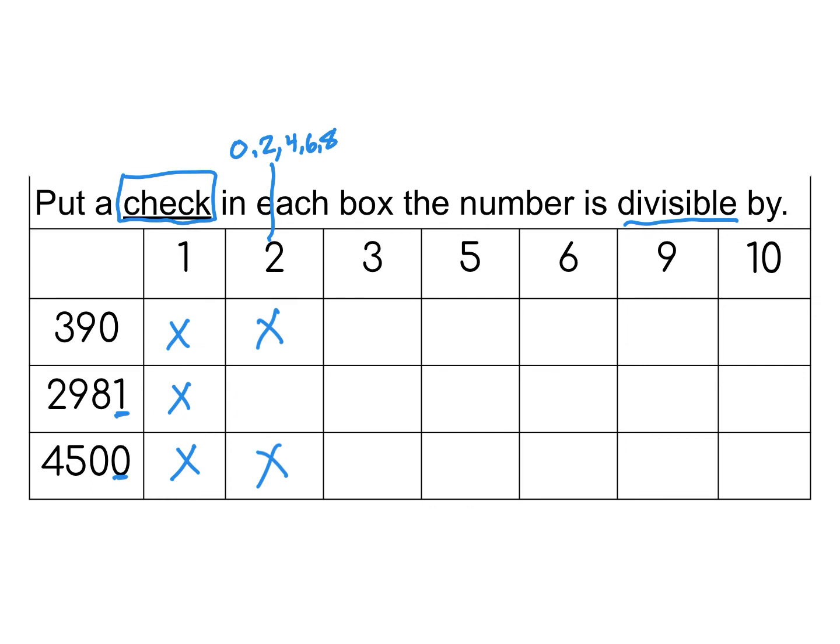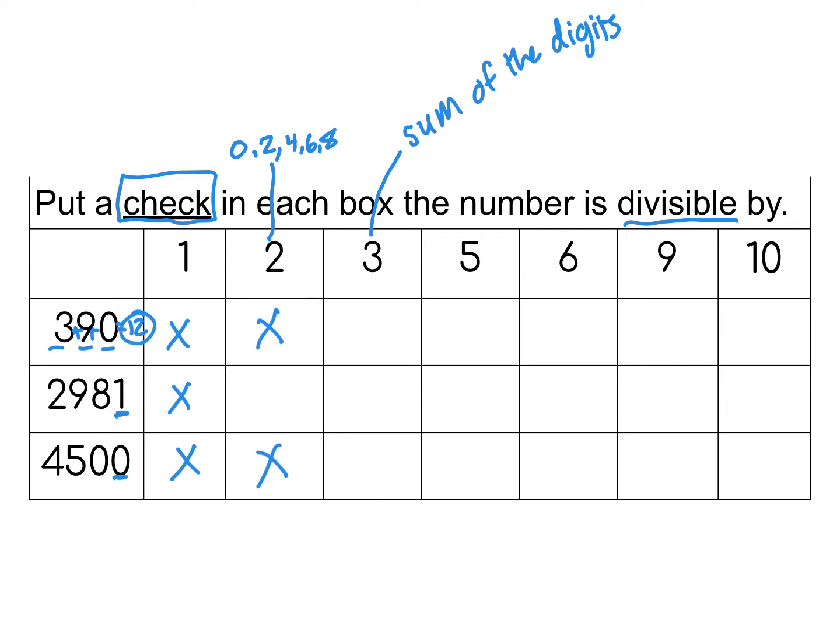3, the rule for 3 seems tricky, but once you get it down, it's pretty easy. You add up all the digits and you find out what the answer is. When you add, the answer is a sum. So it says the sum of the digits. What I mean by the sum of the digits is take 3, 9, and 0, add them together. What's the answer? So 3 plus 9 plus 0, I get 12. That is the sum of the digits.